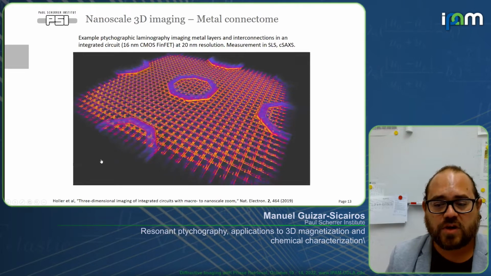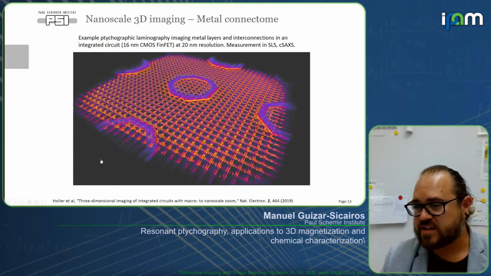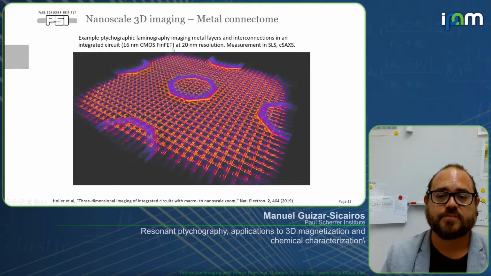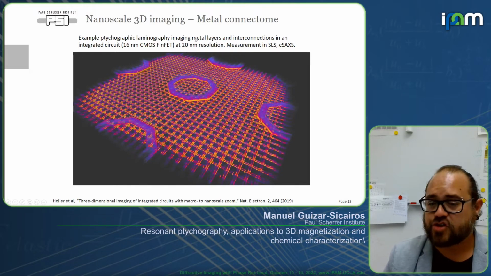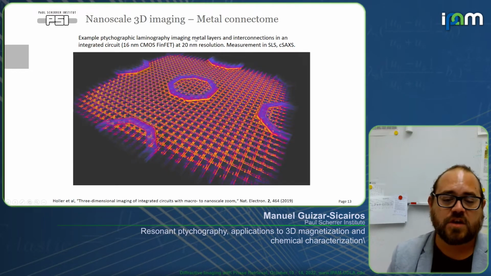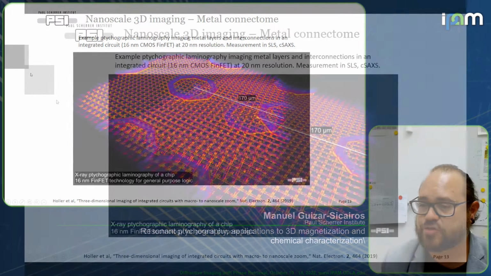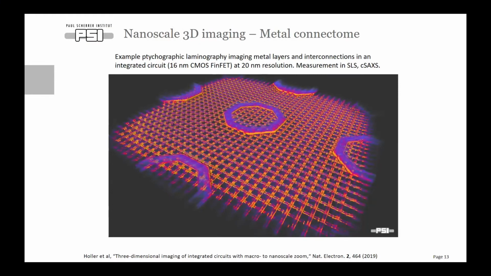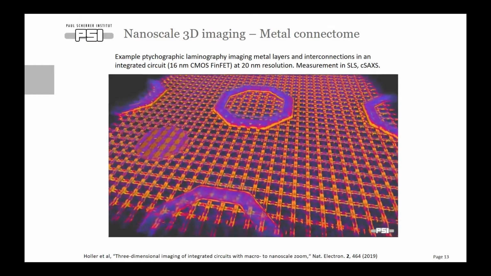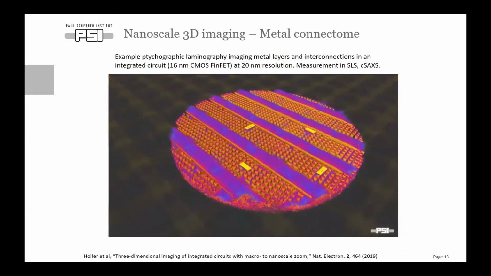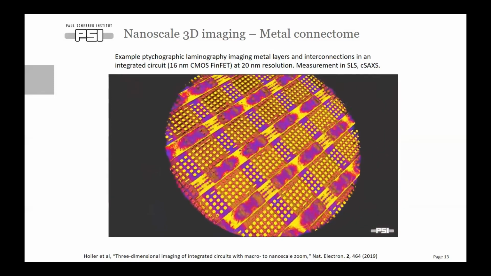And so now I will show you another example where we measured another integrated circuit. In this case, it was a 16 nanometer CMOS FinFET, now at 20 nanometer resolution, and this was in laminography configuration. So here we have the overview of about 300 microns that we measure with low resolution, and then we can focus on some area of 40 microns in diameter to measure with high resolution ptychography. So you can see the upper layers that have the large features.